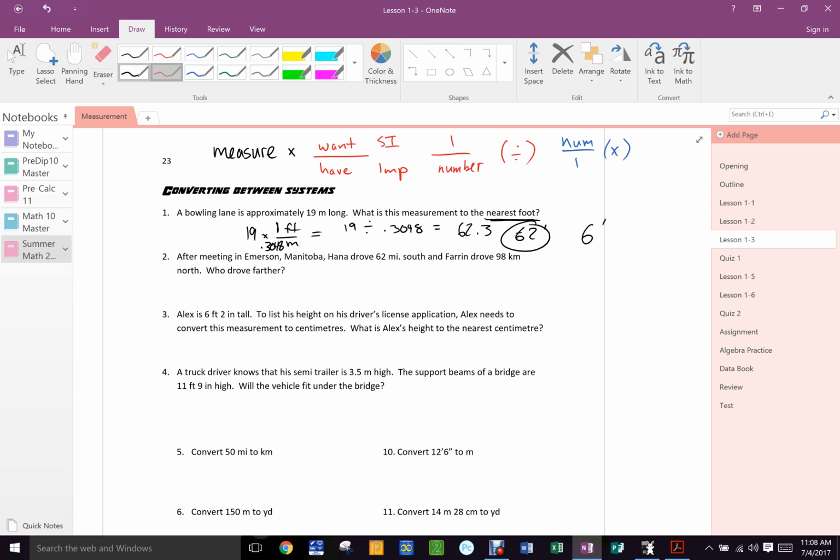So either I got to go 62 miles times, I want km over miles. So it's 1.609 over 1. Numbers on the top, so it's multiply. Or I go 98, and I want miles, m over km. And it's 1.609 down there and 1 up there, and that's divide. So long as you do it once, you get the right answer, because you have the other one, right?